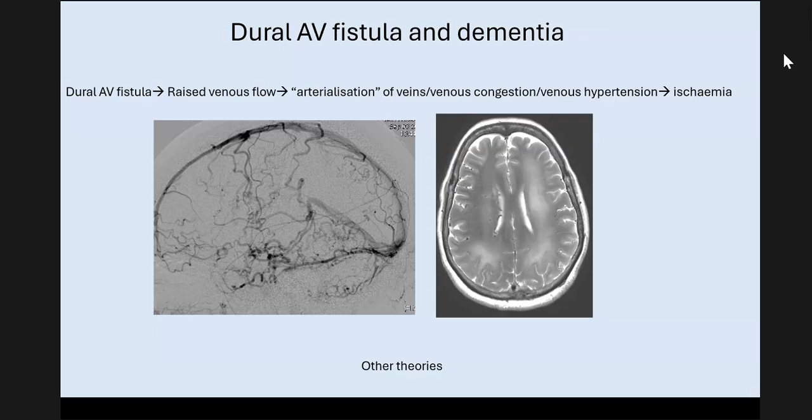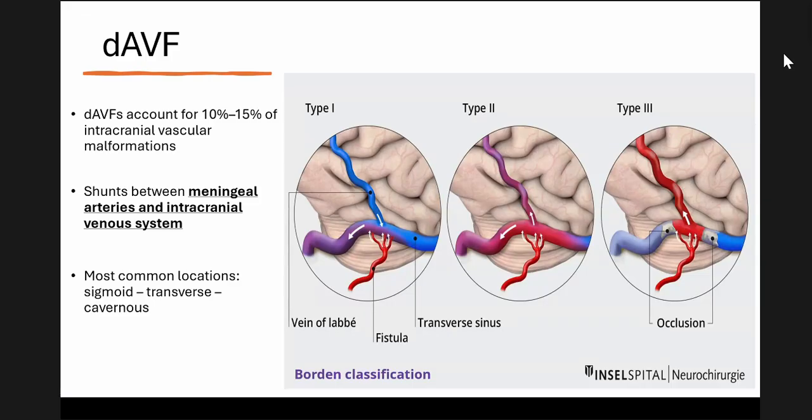For example, there is steal phenomena due to the shunting of blood, and therefore, due to reduced perfusion, there is reduced functioning of the areas responsible for memory. This talk is not about dural AV fistula.